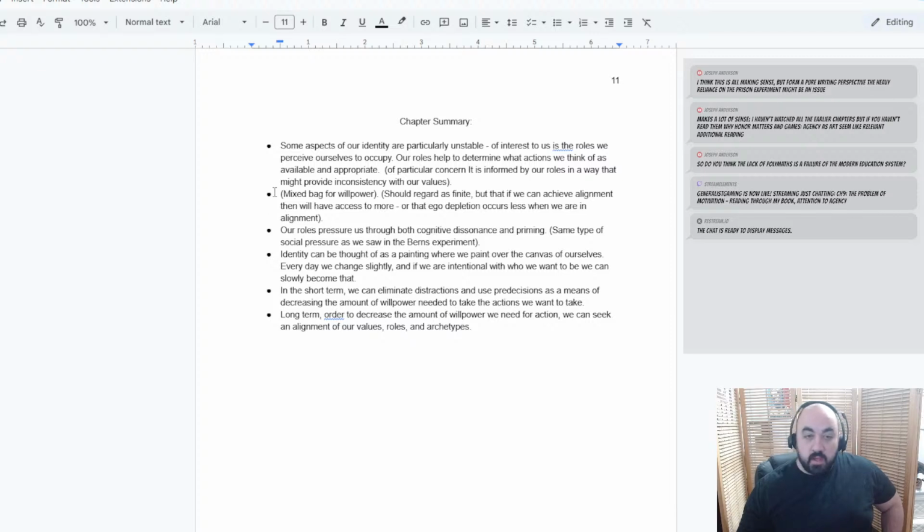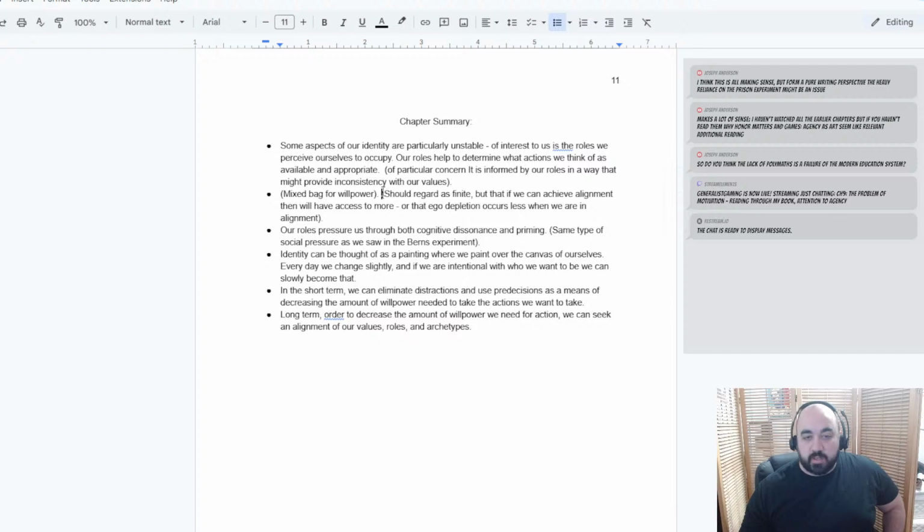But summary time. Some aspects of our identity are particularly unstable. Of interest to us are the roles that we perceive ourselves to occupy. Our roles help to determine what actions we think of as available and appropriate, and of particular concern is informed by the roles in a way that might provide inconsistency with our values. There's a mixed bag for willpower. Some regard it as finite, but if we can achieve an alignment, we will have access to more, or that ego depletion occurs when we are less in alignment.